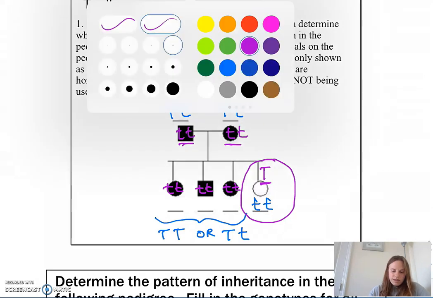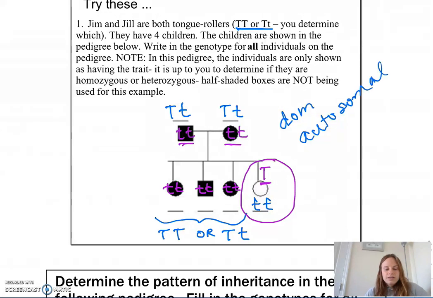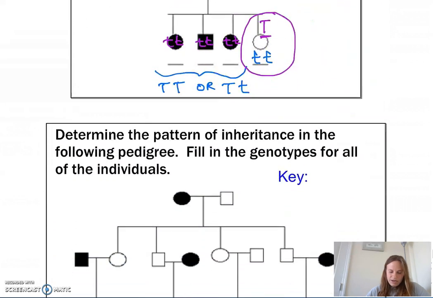Therefore, we know that the correct pattern of inheritance is what's written in blue. So in other words, tongue rolling is a dominant trait. Now, is it autosomal or sex-linked? Well, we can see there are 2 males with the trait and 3 females with the trait. So you could probably take a good guess that our trait is autosomal. Let's look at another example.